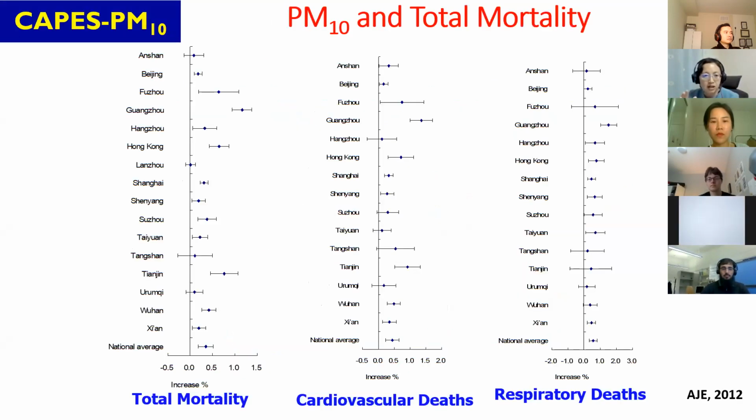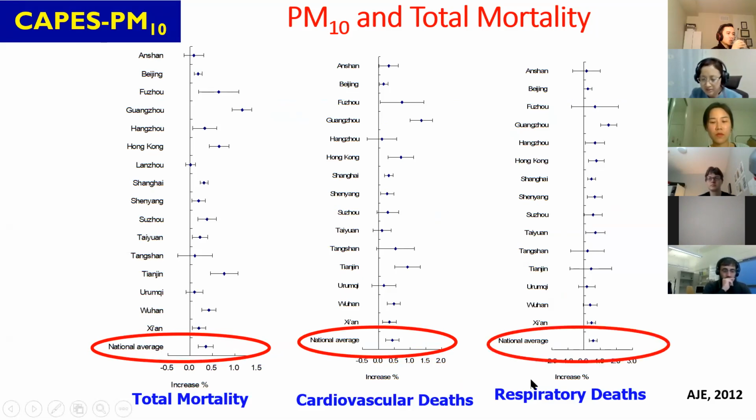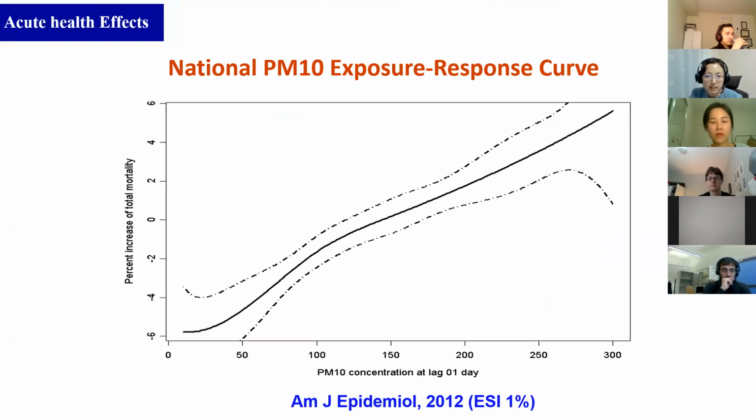In this study for PM10, which at that time was the nationally available data, we calculated total mortality, cardiovascular deaths, and respiratory deaths based on a time series study. You're going to see different cities' names, and the last one is the national average. For the national average, there is a very significant relationship between PM10 and total mortality, as well as cardiovascular deaths and respiratory deaths. So it's a very strong signal.